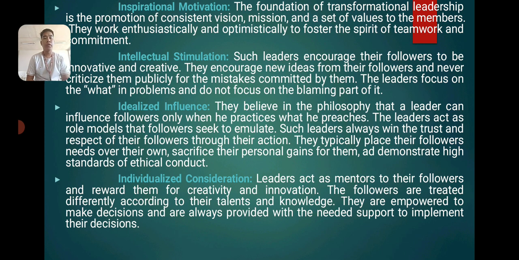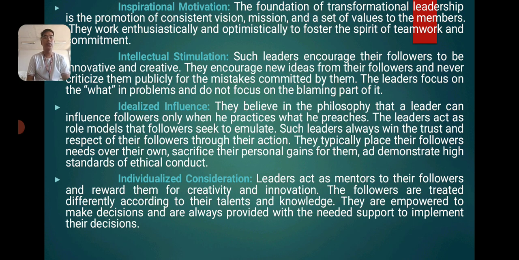Inspirational motivation. The foundation of transformational leadership is the promotion of a consistent vision, mission, and set of values to the members. They work enthusiastically and optimistically to foster the spirit of teamwork and commitment.